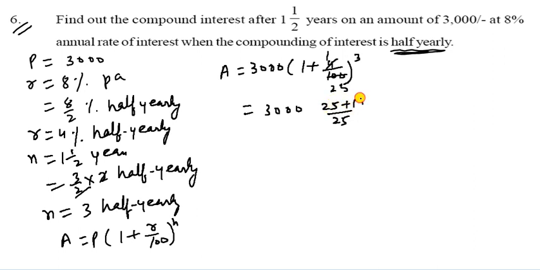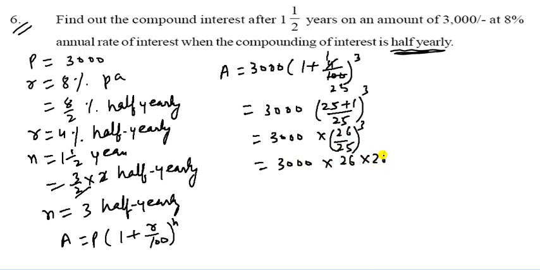So it will be 3000 and here, taking the LCM, it is 25. So 25 plus 1 and whole power is 3. So it will be 3000 into 26 upon 25 and whole power is 3. So 3000 into 26 into 26 into 26 and upon 25 into 25 into 25.